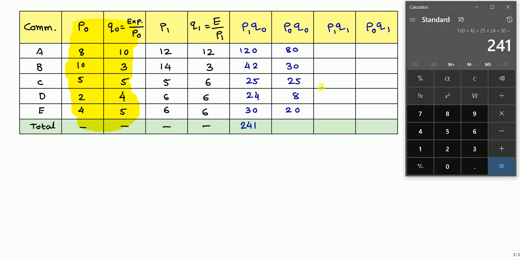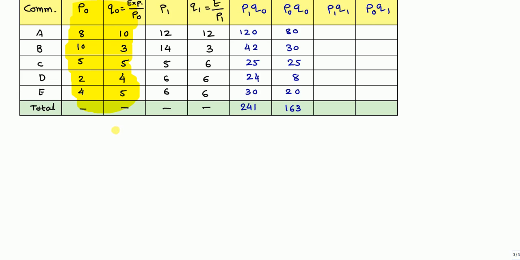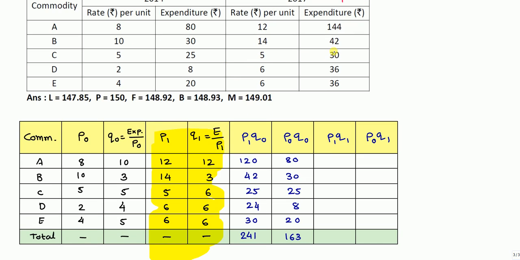Okay, now find total. 80 plus 30 is 110, plus 25, plus 8, plus 20. 163. Total is 163. Okay, now P1 into Q1. This is P1 and Q1. Find out the product of these two columns. 12 into 12 is 144. Remember that with P1 Q1 we will get our total expenditure.